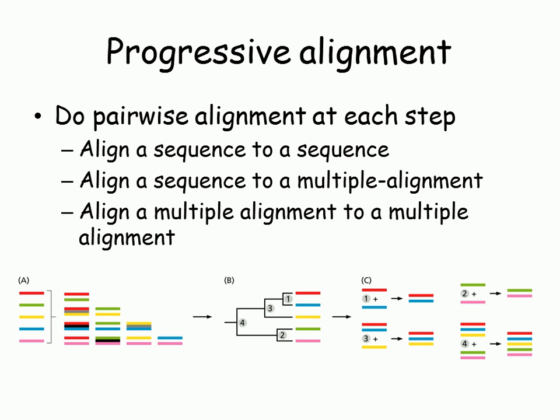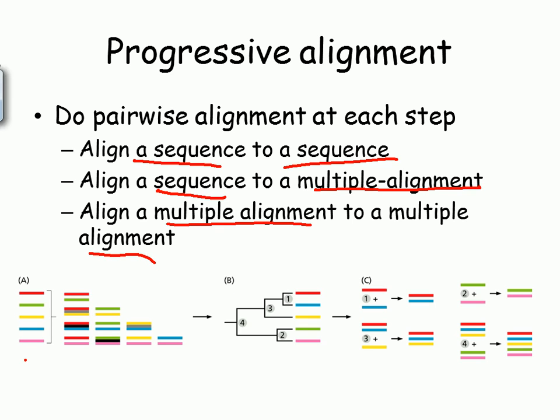So one heuristic is, instead of looking at all sequences at once and trying to find the best path, we take 2 sequences at a time. We align pairs of sequences. So it's just pairwise alignment repeated. At each step, we align a sequence to another sequence, or we align a sequence to a multiple alignment, or we align a multiple alignment to another multiple alignment.